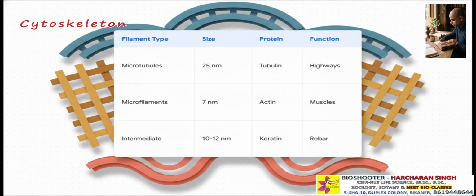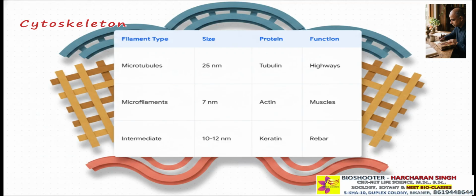So, right off the bat, completely ditch the idea of a fixed, rigid skeleton. The cellular framework is in a state of constant flux, and it relies on 3 main filament types. Each one has a totally distinct size, core protein, and architectural purpose. At the top, we have microtubules. They're the thickest, sitting at 25 nanometers, acting as the anti-compression highways.